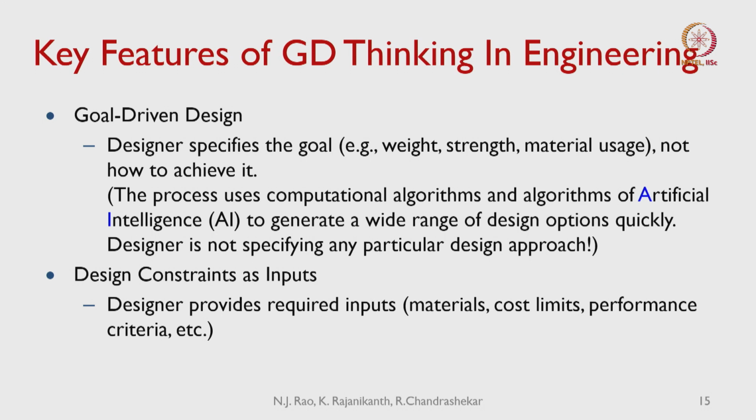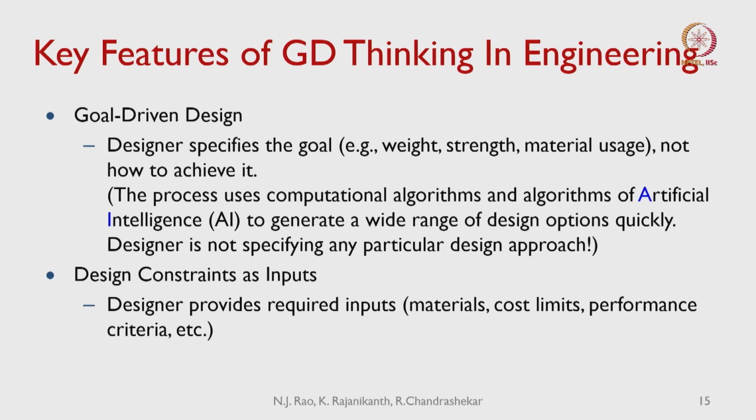Key features of generative design thinking in engineering: goal driven design, that is the first thing. The designer specifies the goal. Ultimately, what is it that the design should achieve? Example, a certain weight or certain strength or certain material usage is mandated, not how to achieve it. The designer does not specify the specific approach or algorithm to be used in order to realize that intended goal, only specifies the goal.